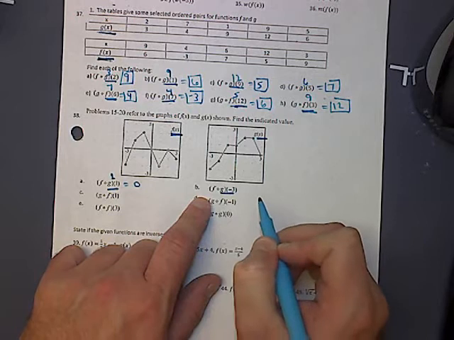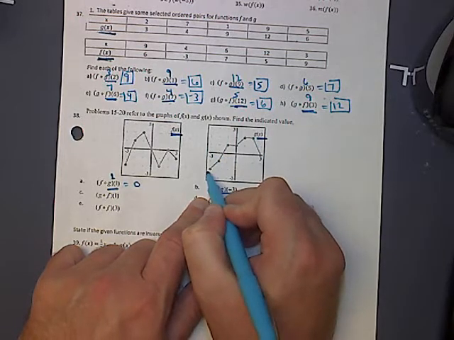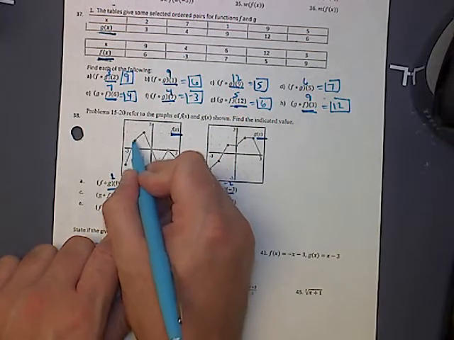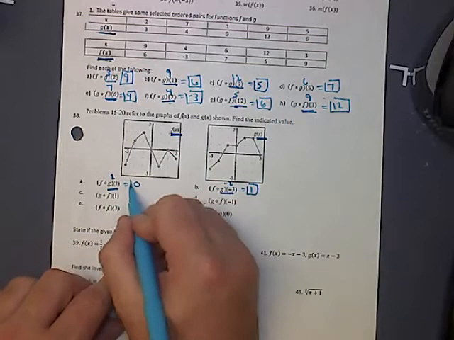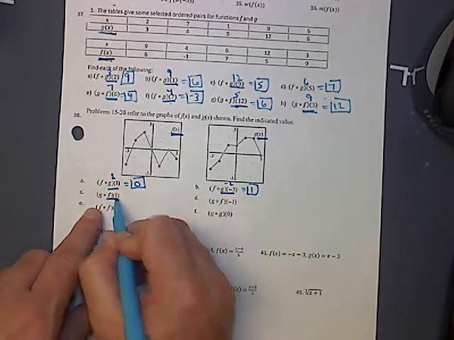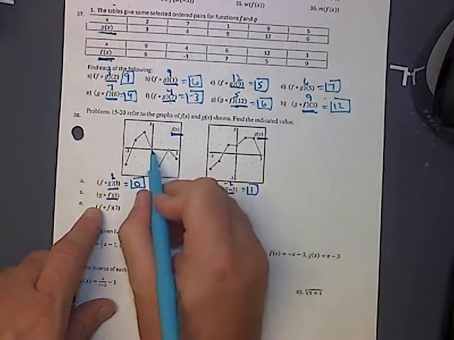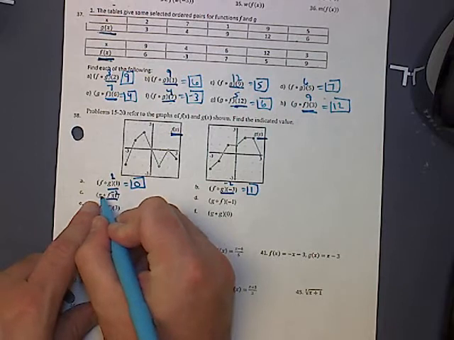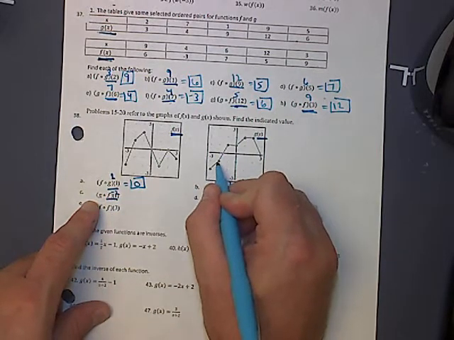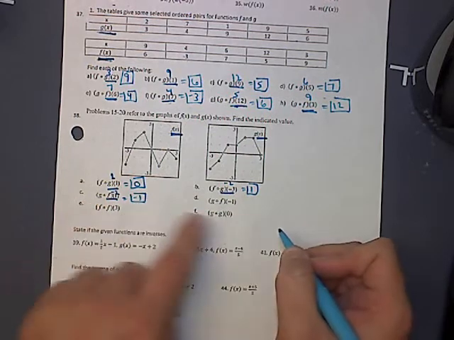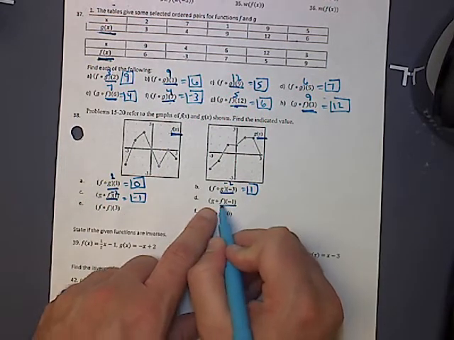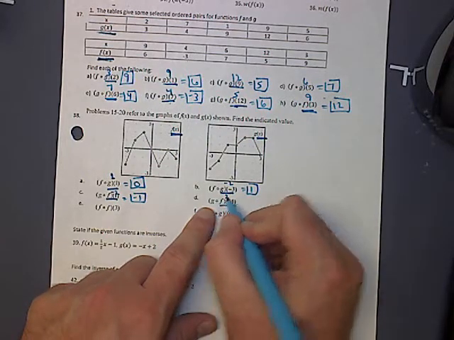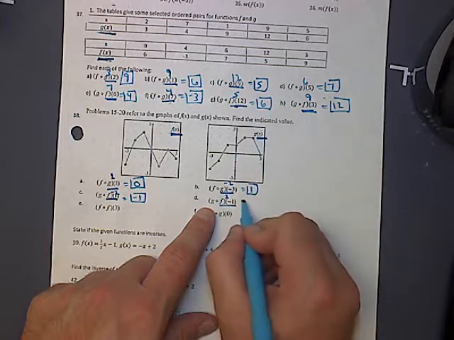G of -3. -1, -2, -3. That is -2. F of -2 is 1. F of 1 is negative 2. G of negative 2 is negative 1. F of negative 1 is 2. G of 2 is 2.